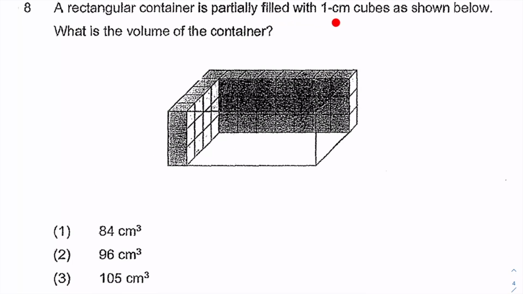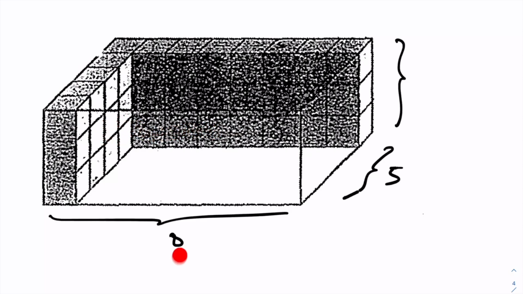Partially filled with 1 cm cubes. What's the volume of this entire container? Well, before we do that, let's count the sides, the length of the side, shall we? So along the length, we've got 1, 2, 3, 4, 5, 6, 7. There's an 8 hiding over there, yeah? So the length here is 8.